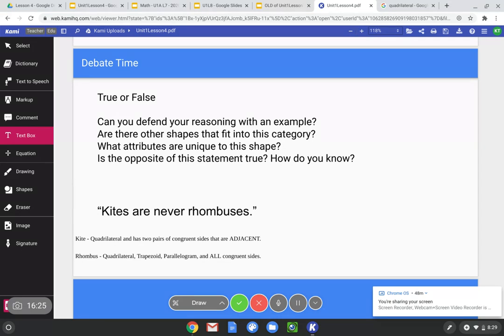So based on that definition alone, we can understand that a rhombus can be a kite, but it's kind of hard to think about. We need to draw it out to truly understand. So let's go do that.